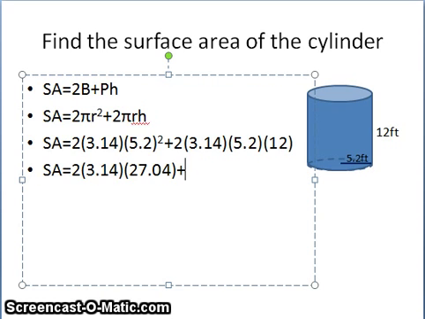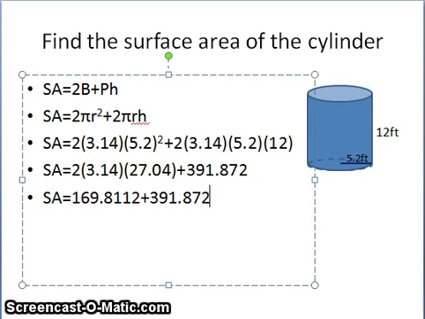I'm going to go ahead and do all of that in my calculator right now, just to kind of speed things up. And since I am using a calculator, I might as well take as much advantage of that as possible. 391.872, there we go. Now I'm going to go ahead and do the next group of things there. So the 2 times 3.14 times 27.04, multiplying all three of those things together, I get 169.8112.